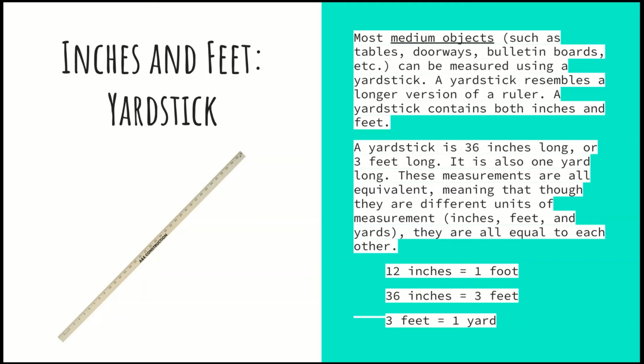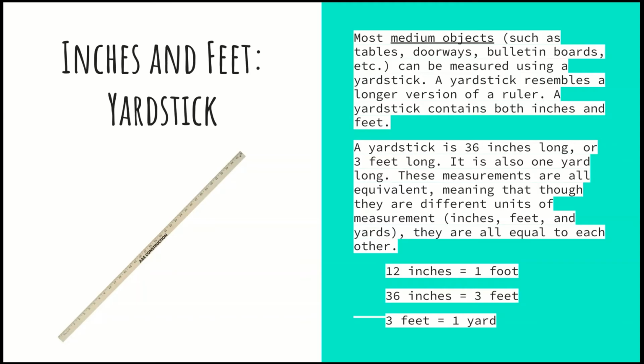So I know I'm throwing a bunch of different units at you. Again, depending on what you're measuring, you will pick the unit. So if measuring inches is more appropriate, you would pick inches as your unit. If measuring in feet was more appropriate, you would pick feet as your unit of measurement. So either way, these measurements are all equivalent, much like I stated in the previous slide, meaning that though they are different units of measurement, right? Inches and feet and yards are different from each other. They are all equal to each other in this sense, okay?